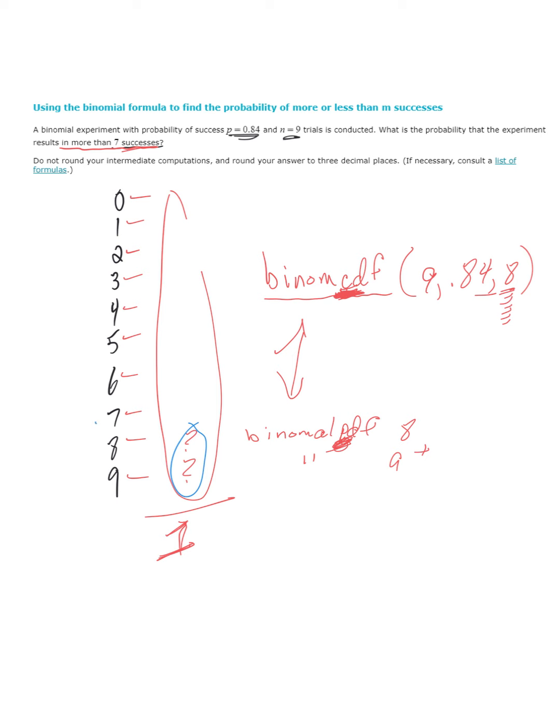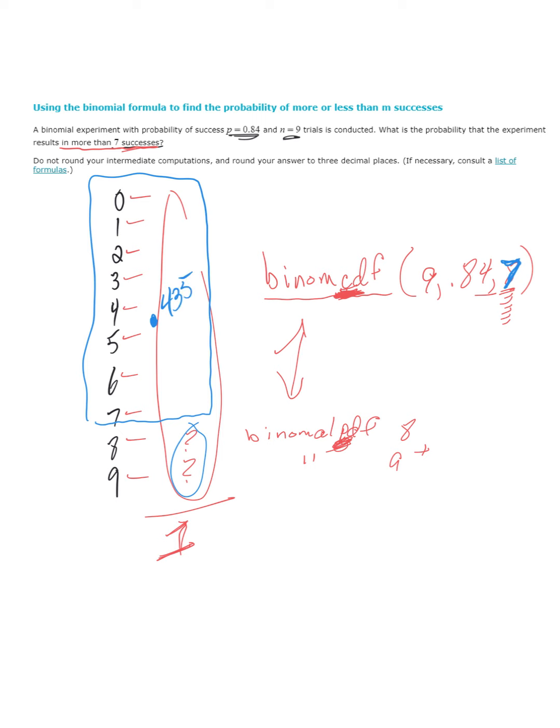Well, if I were to type in 7 to this right here, let's just do it real quick. Binomial probability, I'm going to go second vars, go down to binomial CDF, which is all the way down to B on the calculator I'm looking at right now. Number of trials is 9, probability of success is 0.84, and if I type in a 7, it gives me this, all of this blue here would be 0.435.